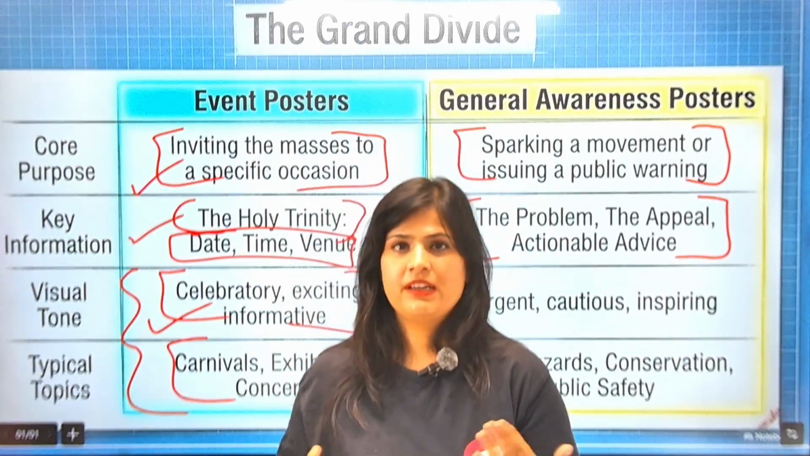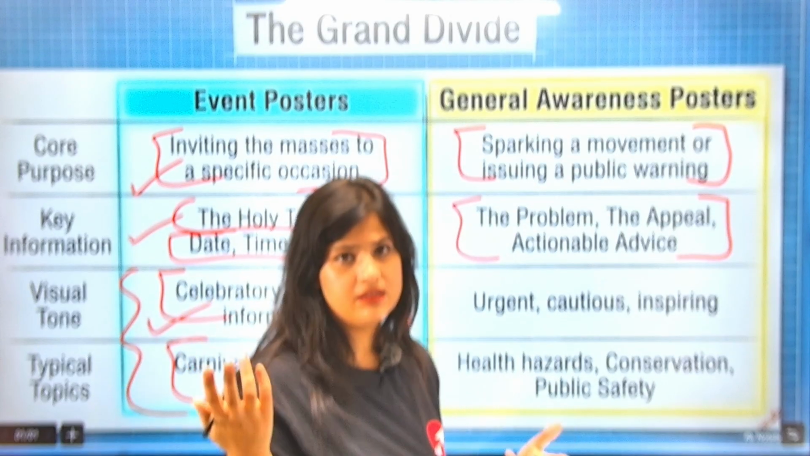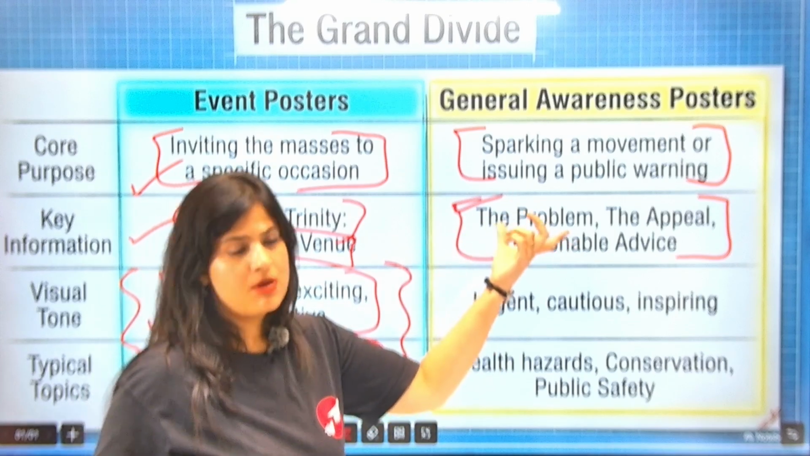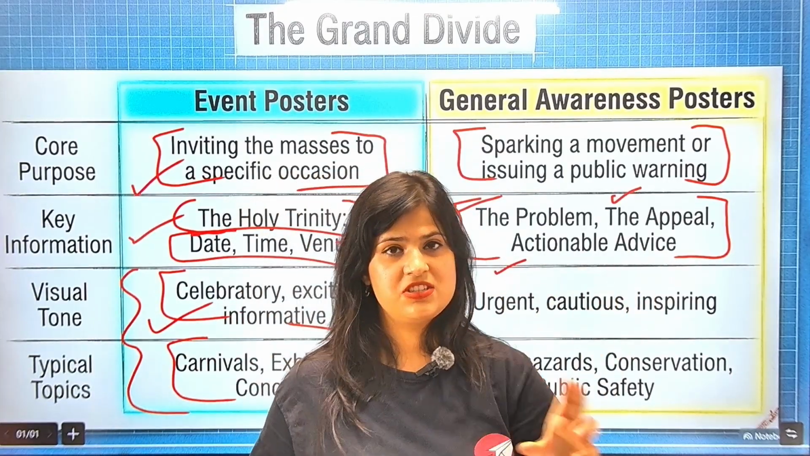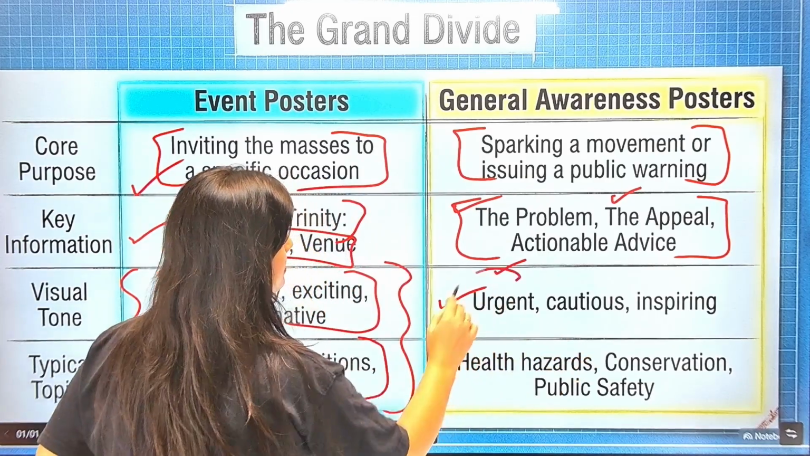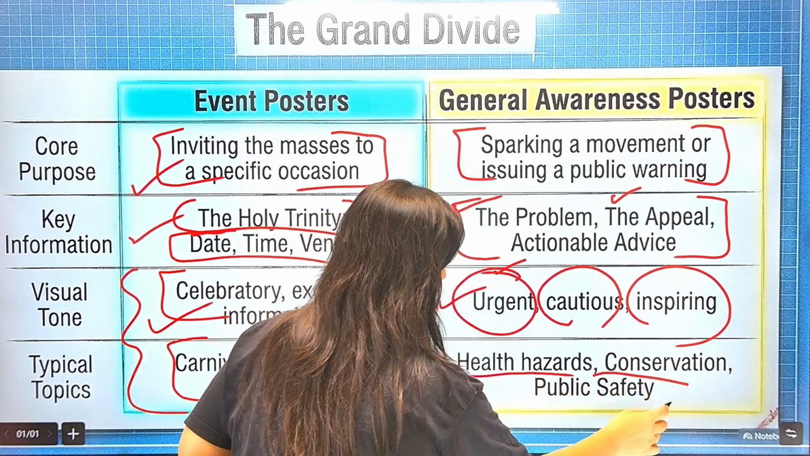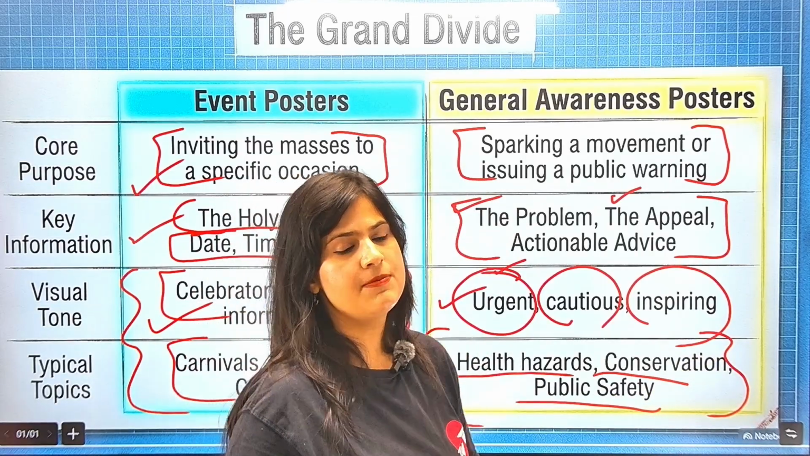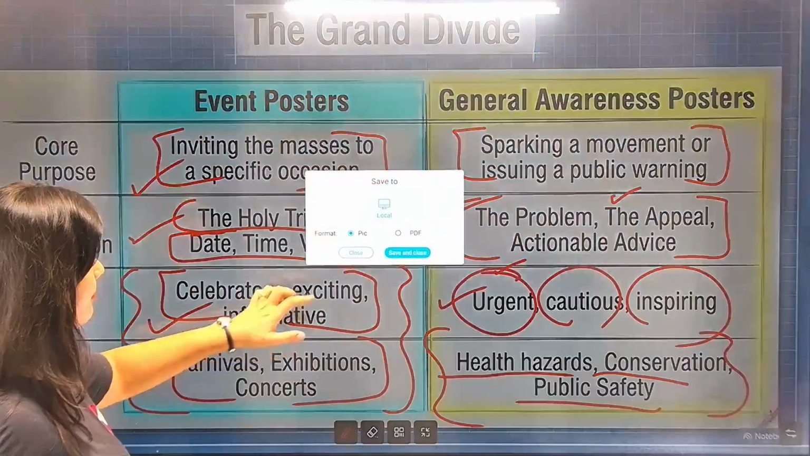It can be smoking, it can be driving under the influence of alcohol, it can be any other thing that can be a cause of appeal, right? The problem, what is the social problem that you're talking about; the appeal, what do you want the people to do; and actionable advice, what are the suggestions that they can follow. Urgent, cautious, and inspiring. Definitely the tone is slightly urgent here, cautious and inspiring. Health hazards, conservation, and public safety. So these can be the topics on which you can be asked to create posters of general awareness. I hope I have made myself clear.